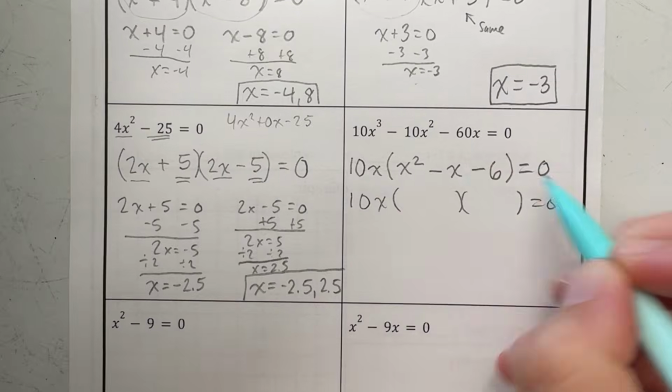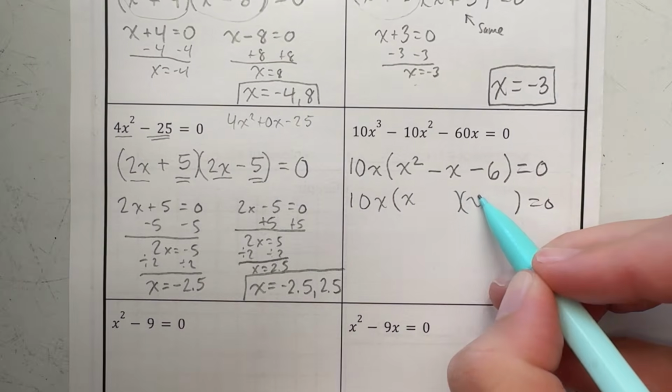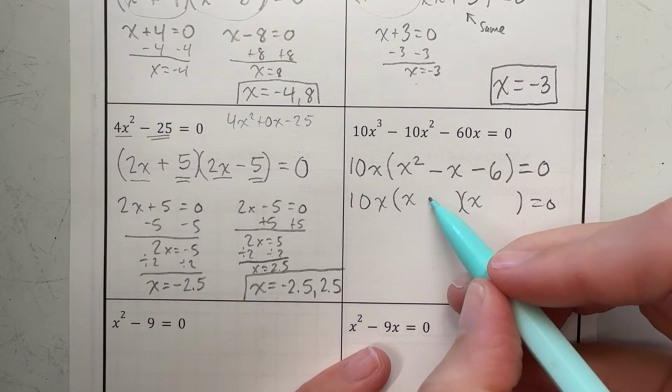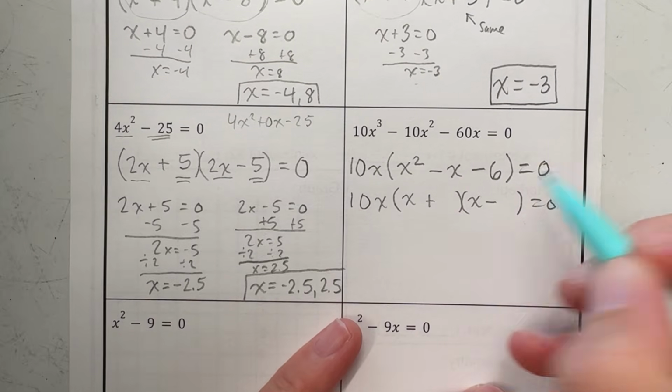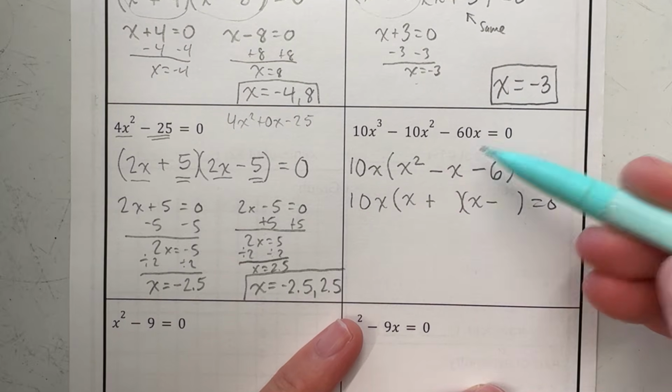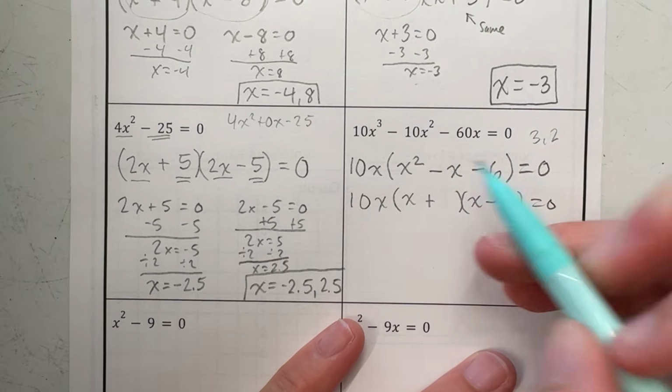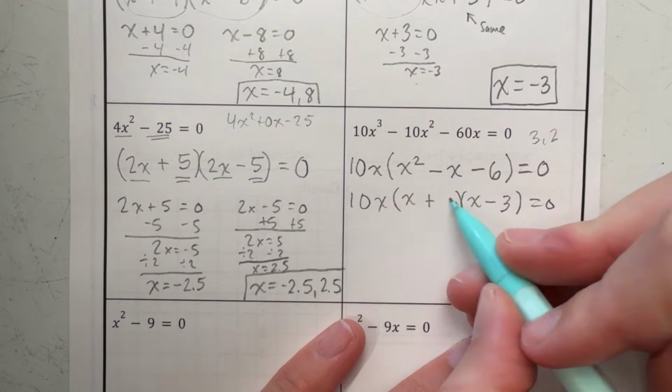I notice for the other part that I have just x squared here, so that's x and x. I need two numbers that multiply to negative 6 and add to negative 1. So multiply to a negative, I need one positive, one negative. And I'm looking for two numbers that multiply to 6 and subtract to 1. So those numbers are 3 and 2. And I want them to add to a negative. I'm going to make the larger one negative.